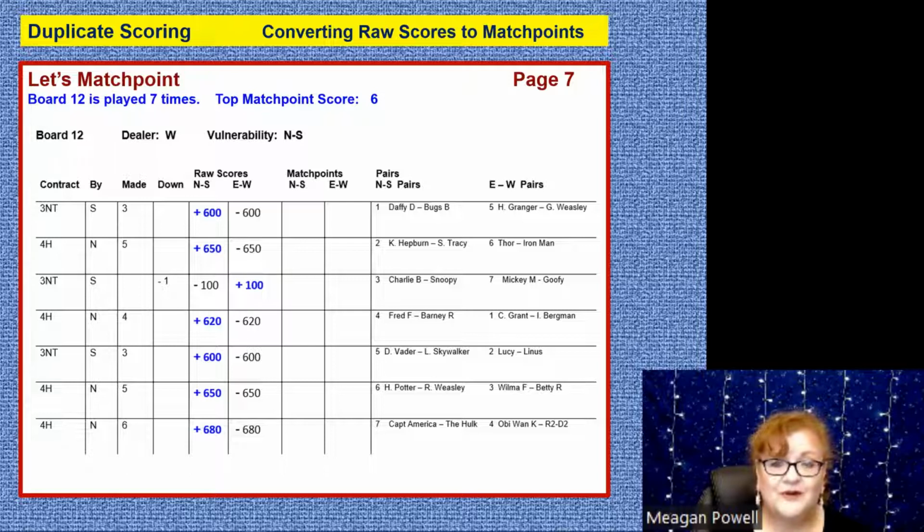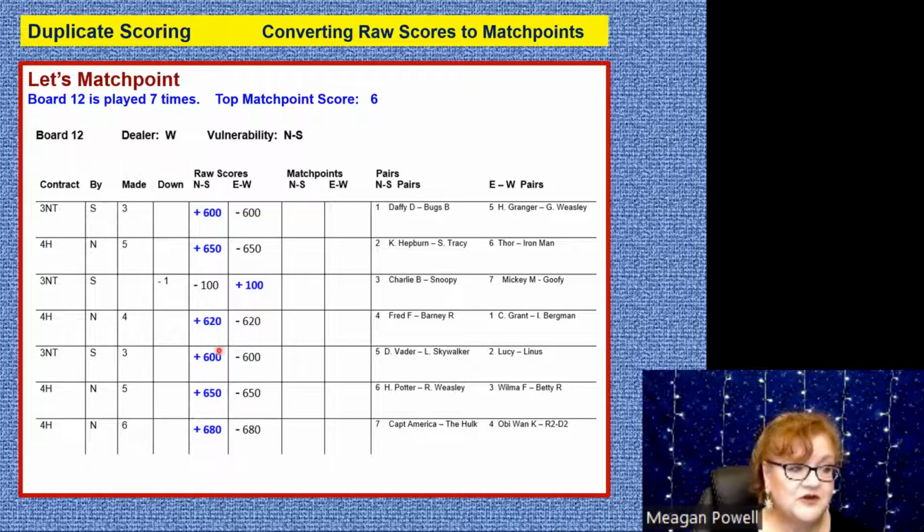Okay, how did you do? Let's see how you did. Because I think if you look at the first line here, north-south plus 600, who did they beat? Well, they did not beat a plus 650 right below them, right? So they didn't beat them. They certainly beat a negative number. So they beat that pair. Did they beat a positive 620? No, 620 is higher than 600.